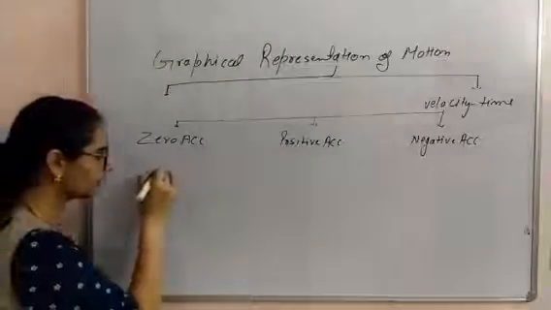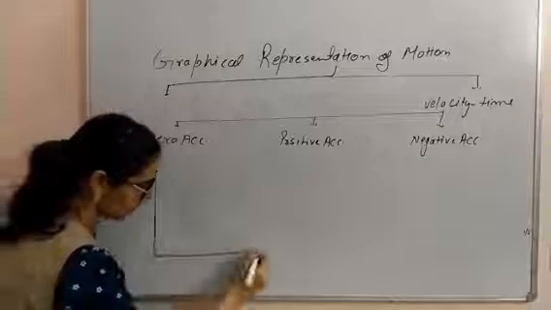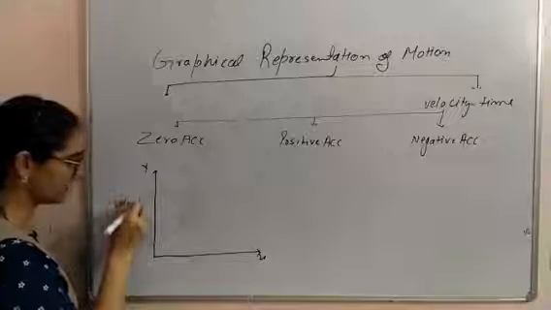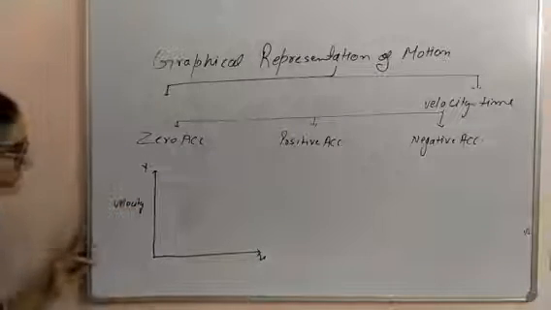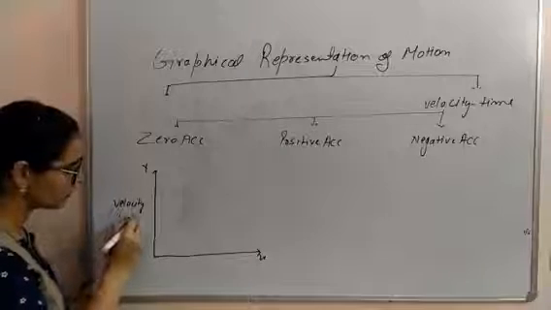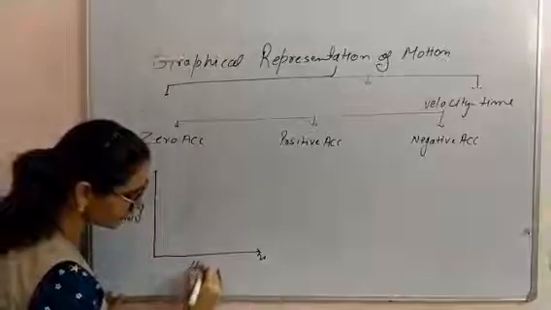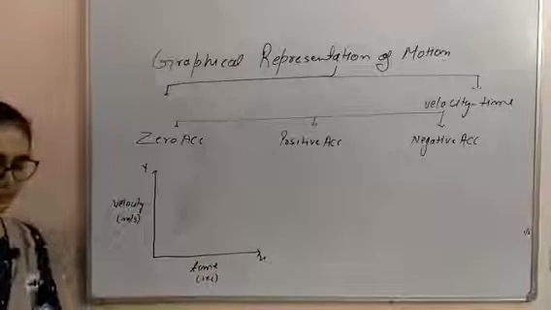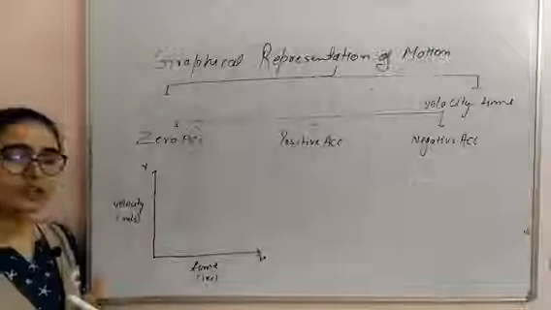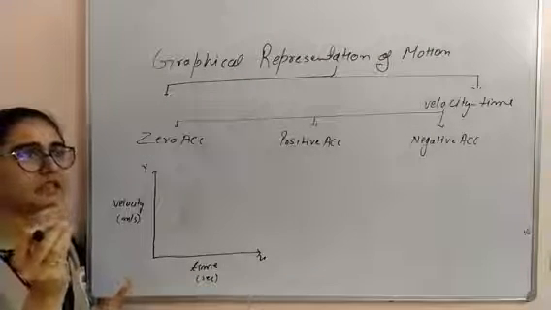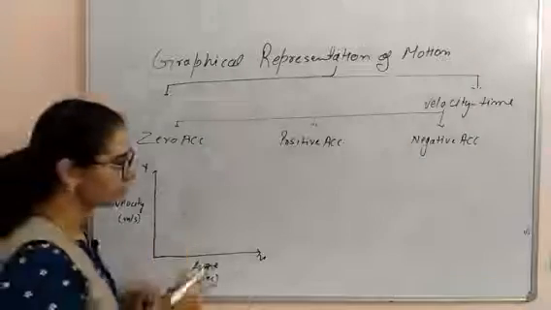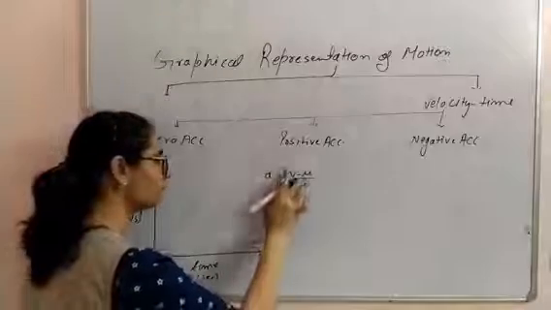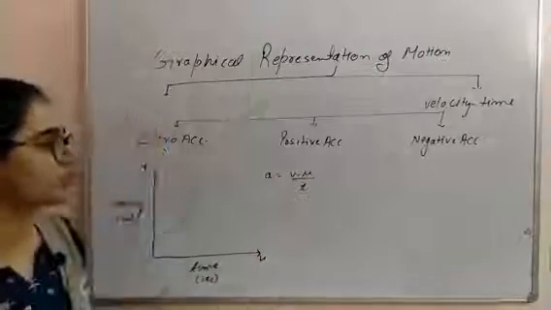So while it is a VT graph, that means on y-axis we are taking velocity, you can take speed as it's a rectilinear motion. We need to mention its unit, we need to write down time, its unit seconds. When we are talking about zero acceleration, just think about the concept. Zero acceleration means there is no change in velocity. From your last class, you understood that acceleration equal to v minus u upon t.